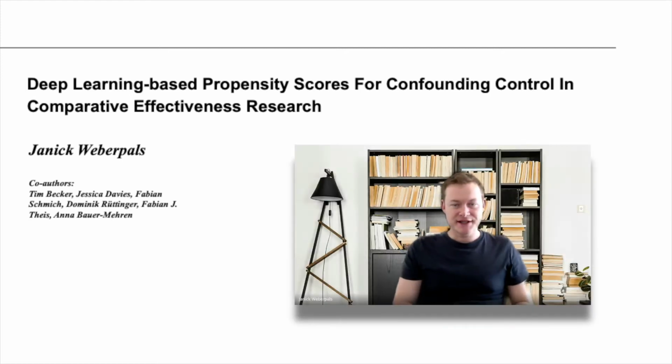Hi, my name is Janick Weberpals, and I'm the lead author of the study Deep Learning-Based Propensity Scores for Confounding Controlling Comparative Effectiveness Research, a large-scale real-world data study. This study was initiated as part of my postdoctoral fellowship program in the Data Science Division at the Roche Innovation Center in Munich, PRI, together with colleagues from the Institute of Computational Biology at Helmholtz Center, Munich.